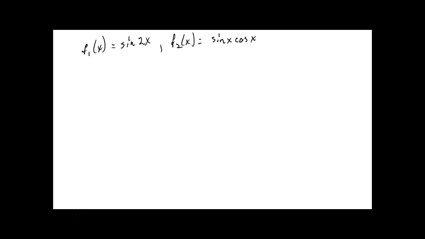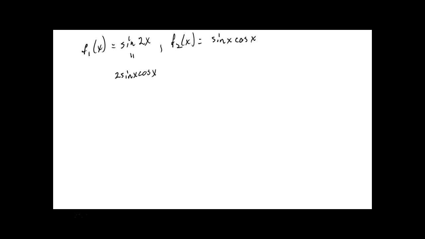And what is it? 2 sine x cosine x. Yes, they are multiples of each other. The C2 could just be the number minus 2, and then you add them together and you get 0. Okay? For any combination of C's, if you can come up with a set of C's, not all 0, that can make it equal to 0, they're linearly dependent. Okay?